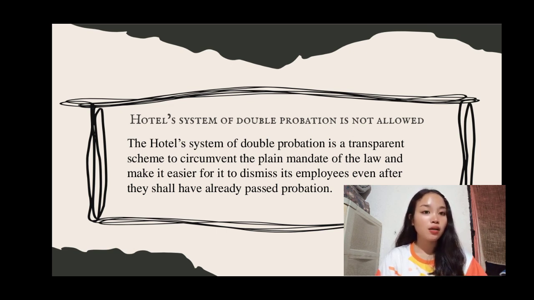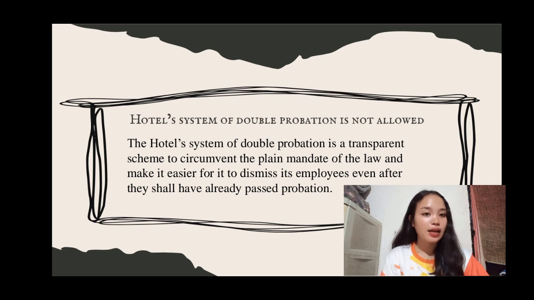Imagine you start working at a hotel and they tell you there's a probation period, like a test phase, where they check if you're good at the job. So you work hard and pass that test phase. But then the hotel says, actually, we're gonna give you another test phase just to be sure. That's what they call double probation.